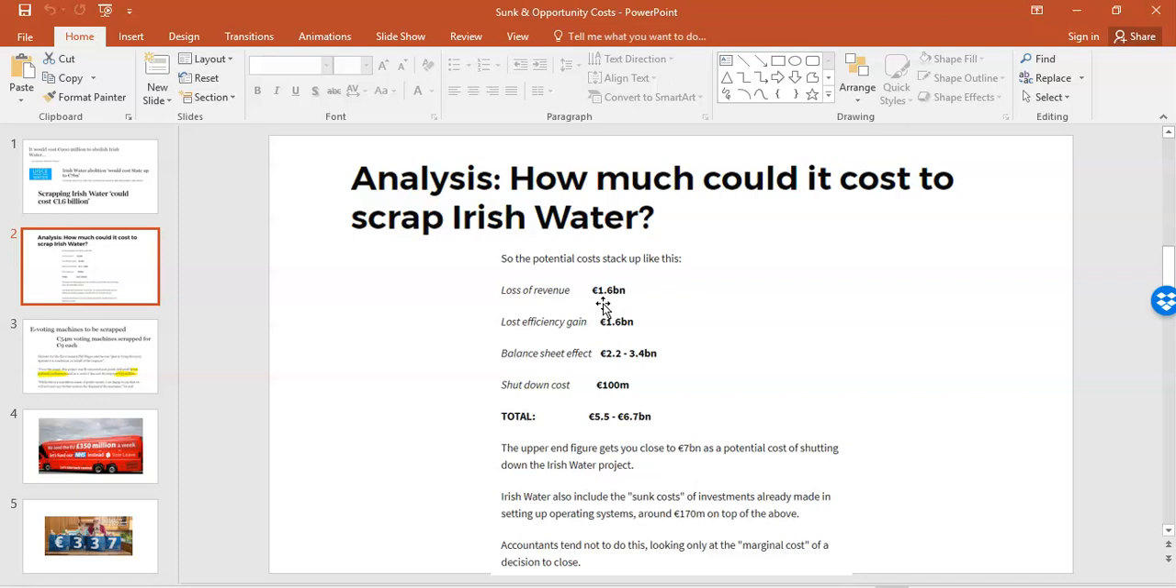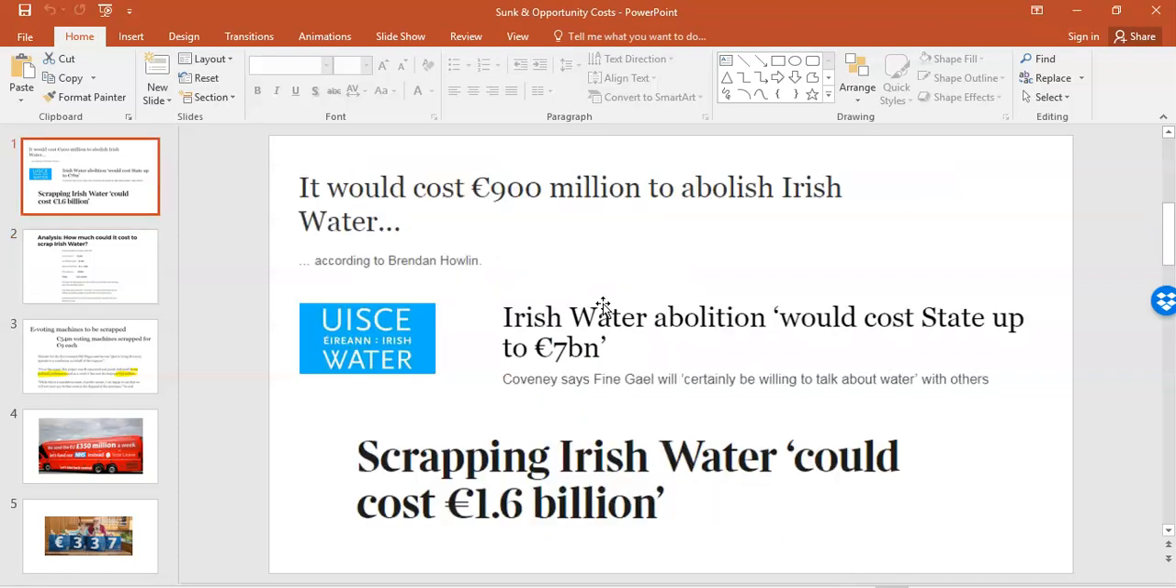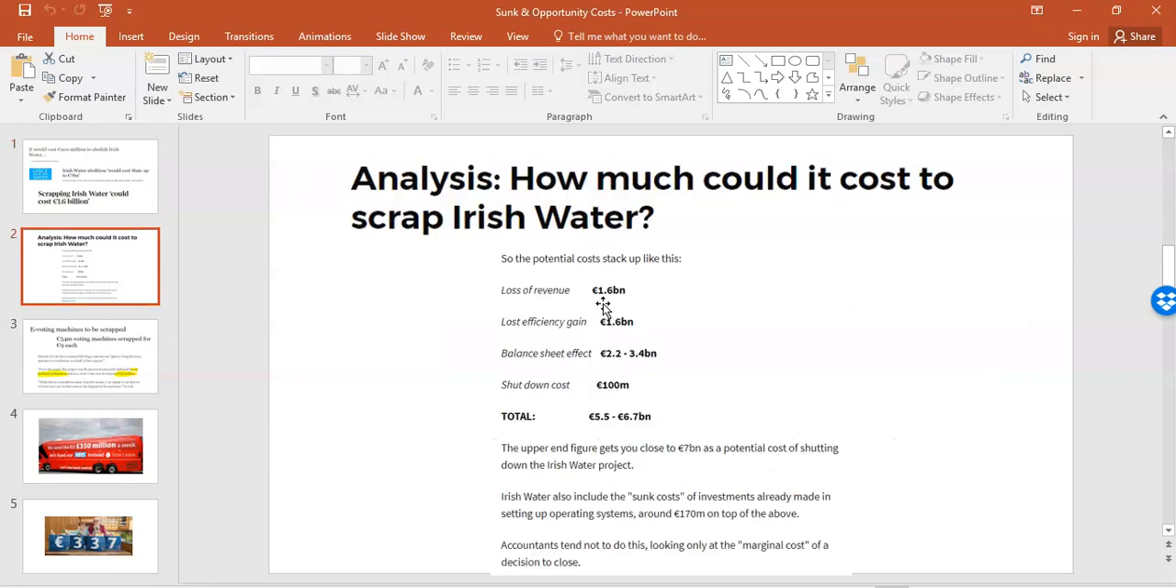So what we wanted to show you is, even for a simple thing like Irish Water, in terms of how much it's going to cost to close it, you can have varying perspectives. Some people include the lost revenue. Some people will just look at the out-of-pocket expense, i.e. the closure costs, redundancies, dealing with the IT system, etc. But it's important that you understand what numbers are in and what numbers aren't.